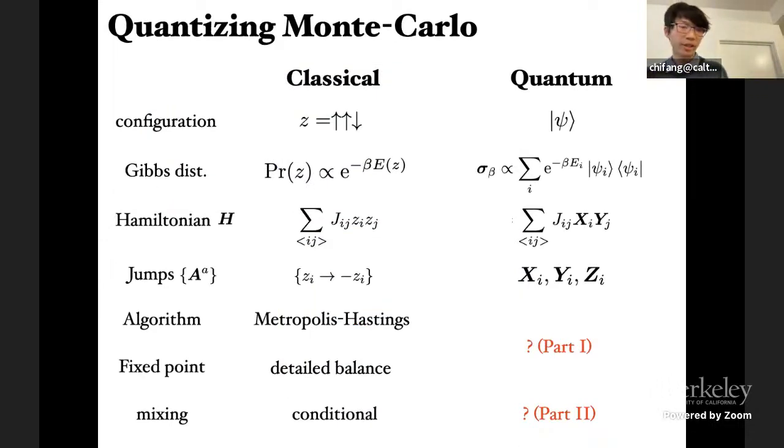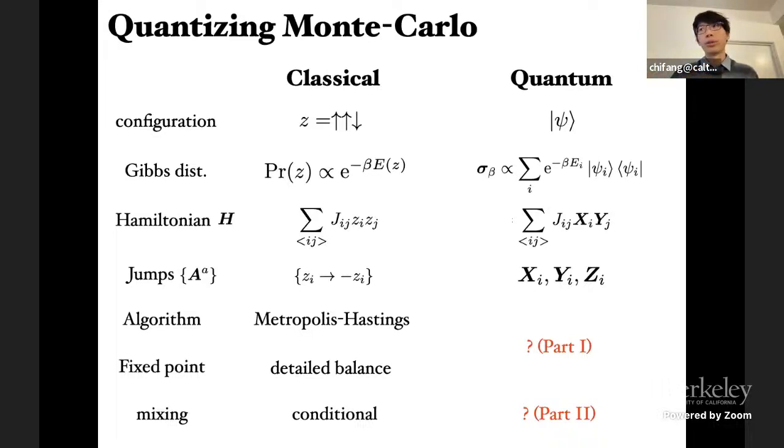The reason why I'm bringing this up is that this really is what we want to do, but try to push it into the quantum case. So here's a list of things that you want to generalize. You want to generalize spin configurations to entangled quantum states. Instead of a classical distribution over configurations, you want an incoherent mixture of these Gibbs weights on the energy basis.